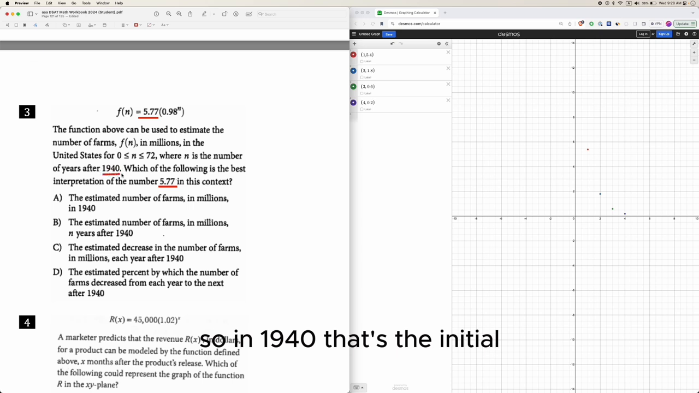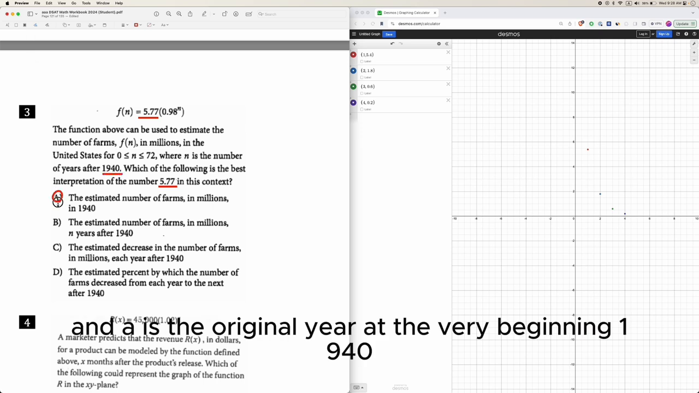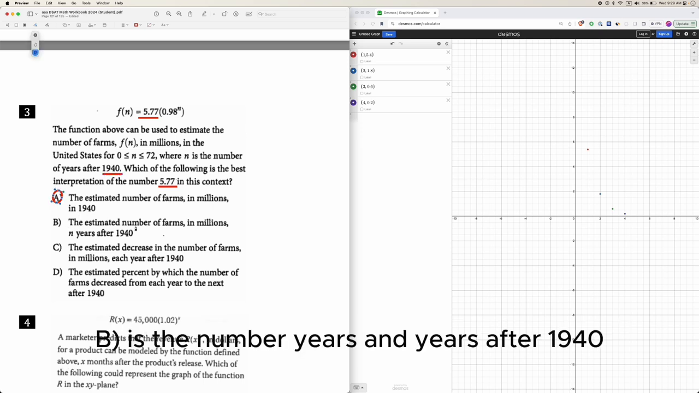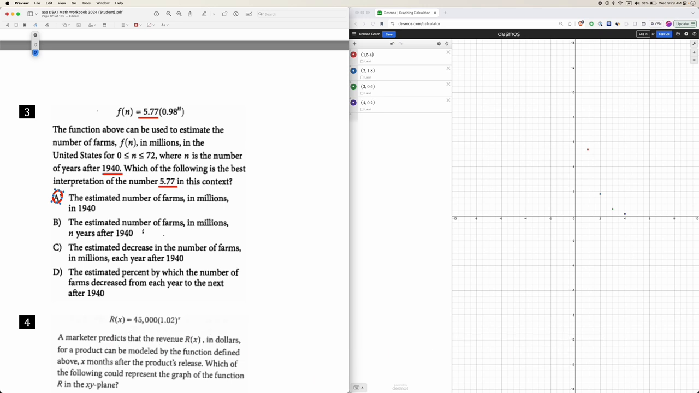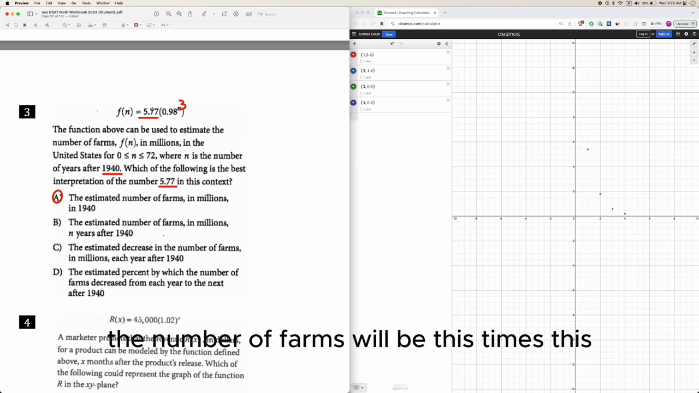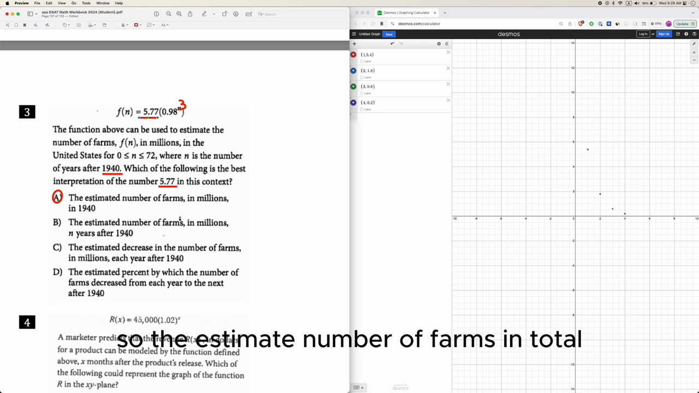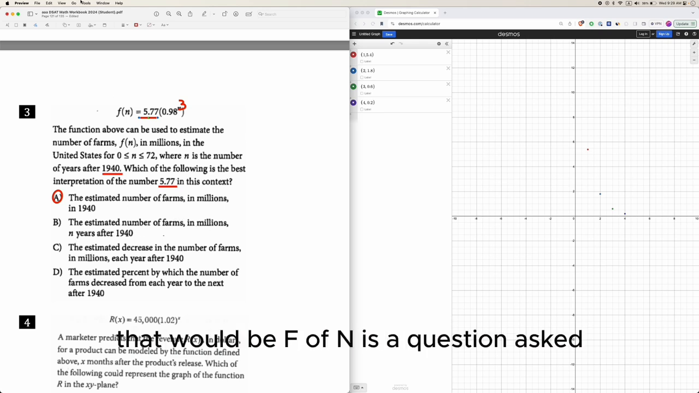So in 1940, that's the initial, the original year, and A is the original value at the very beginning, 1940. B is the number of years, n years after 1940. So basically after 3 years, the number of farms will be this times this. So the estimated number of farms in total n years after 1940, that would be f of n.